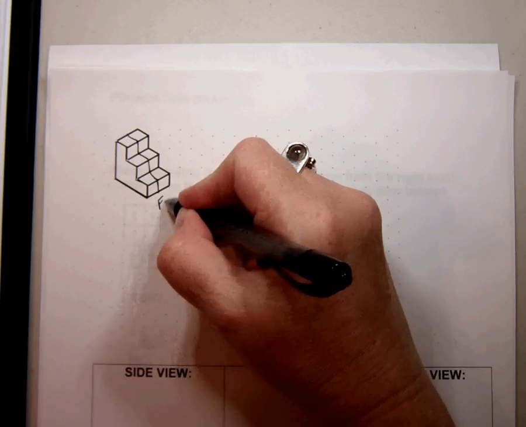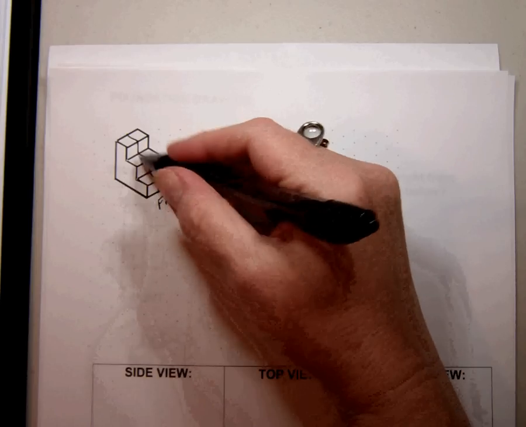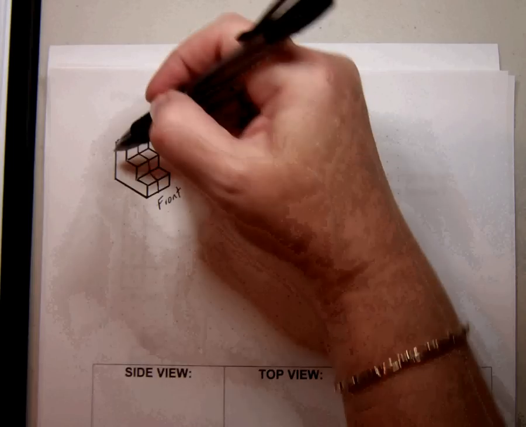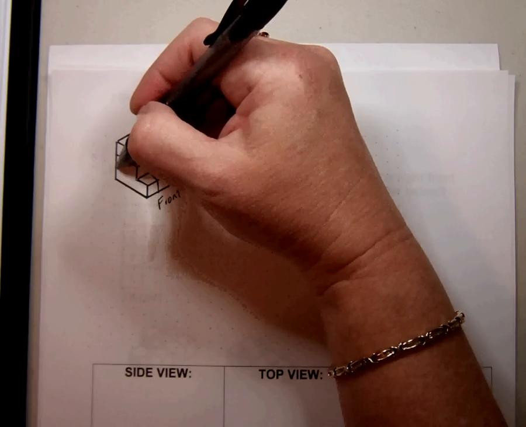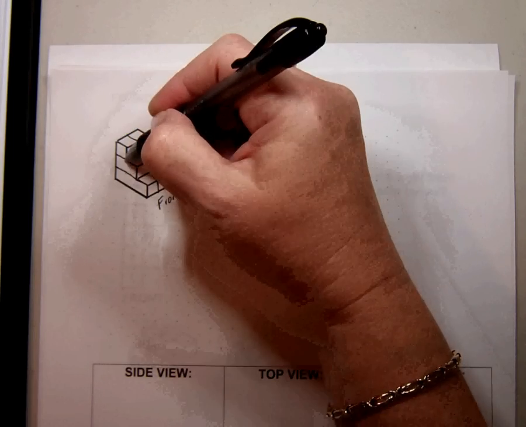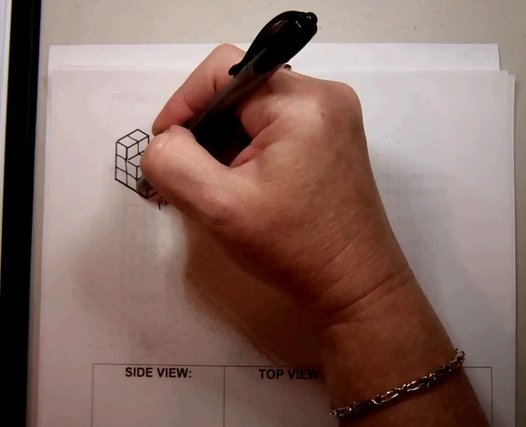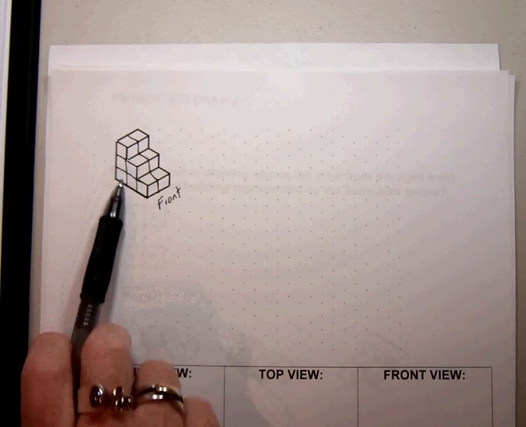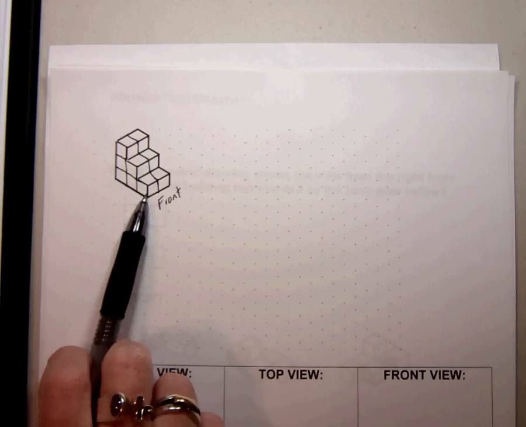We're going to let this be our front right here. So when you draw this one, I think I'll finish this in and draw these cubes in here. Might make this a little bit easier. See how, if you look at it, it's 3 stacks, 2 stacks, and then just 1 level right here.